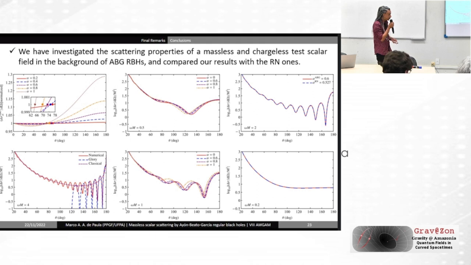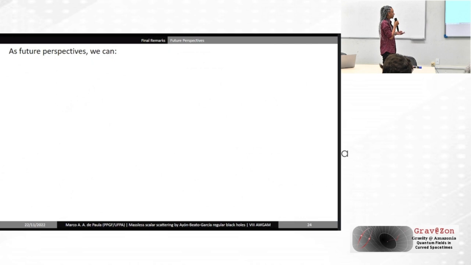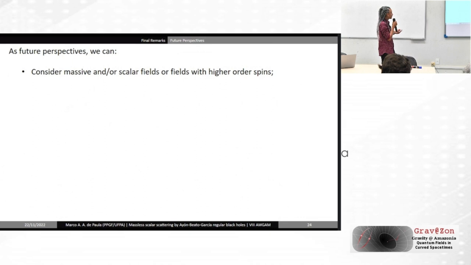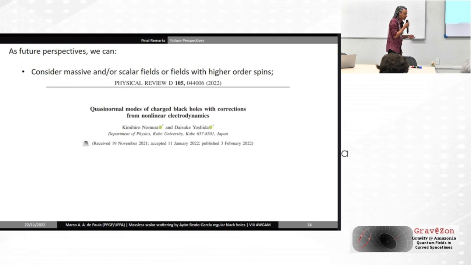As future perspectives, you can consider massive and/or charged scalar fields. That's what we are already working on. But we can also consider fields with higher spins, for instance, gravitational and electromagnetic fields. And this is actually something very interesting because, as already discussed in the quasinormal mode physics, we know that the nonlinearities of the electromagnetic fields play a very important role in the propagation of the electromagnetic and gravitational perturbations. So analyzing the absorption and scattering cross section in these scenarios could be very interesting.